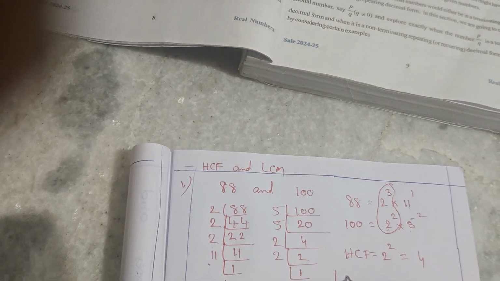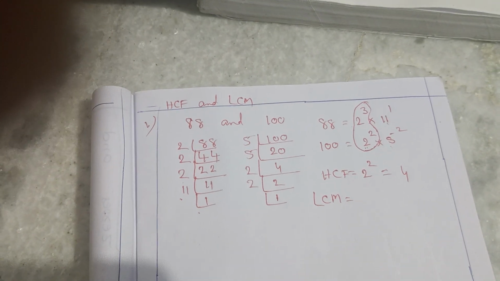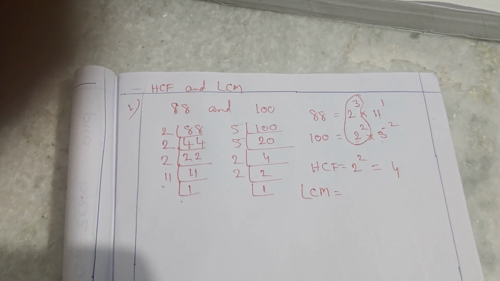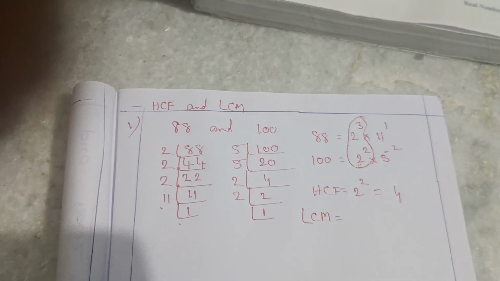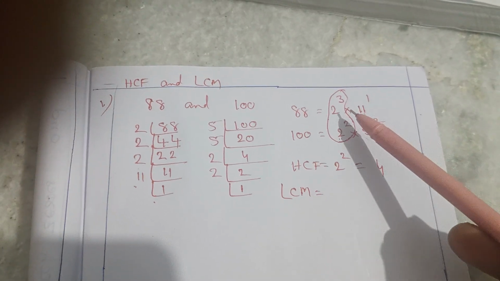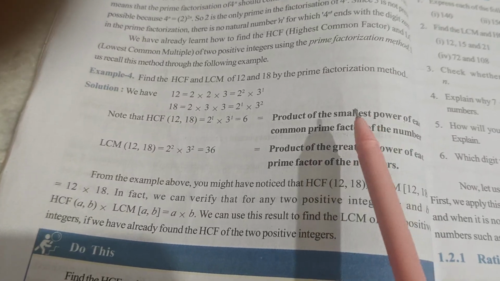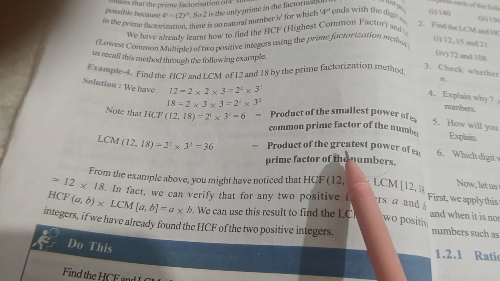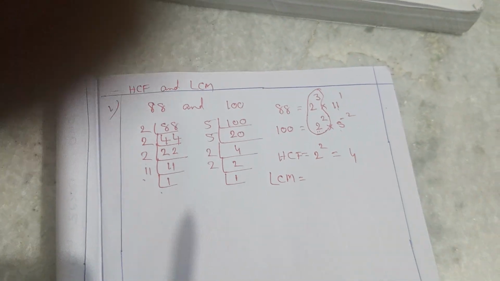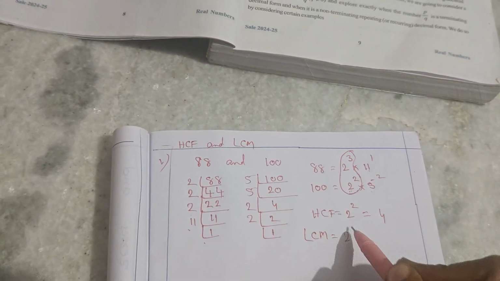Now let's go to the definition of LCM. What is LCM? Product of the greatest power of each prime factor. Here we did not see the word common. But first we go for the common. What is the common here? 2 power 3, 2 power 2. In these two, what is the highest power? Because for LCM, they told us the word greatest power. In HCF, smallest power. In LCM, greatest power. So what is the greatest power? 2 power 3. So I have to write 2 power 3.